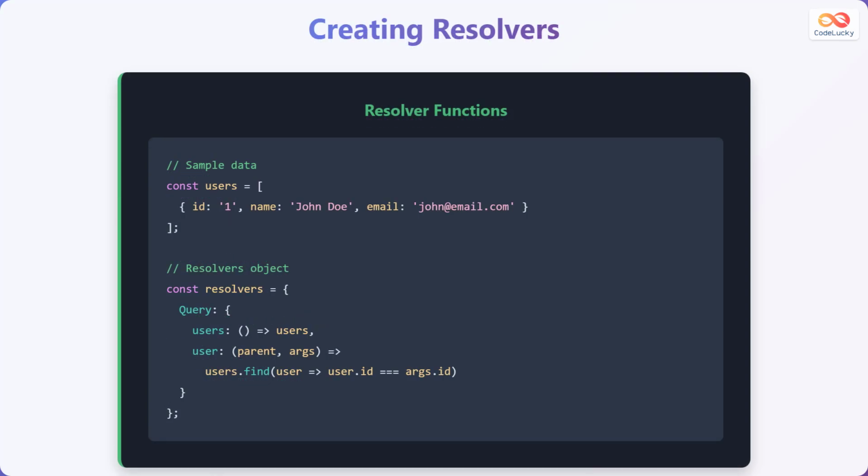Let's create resolvers. First, let's create sample data with an array of users with some user objects in it. Next, create the resolvers object, which holds the resolver functions. Here, the query resolver is defined. The users query returns the entire array of users. The user query takes the parent and arguments, finds the user whose ID matches the ID passed in arguments, and returns it.